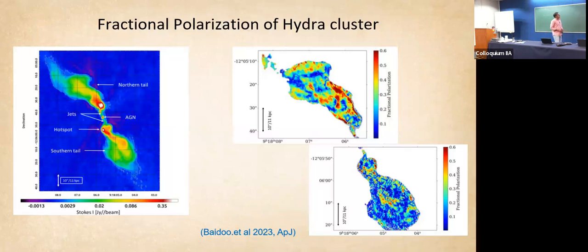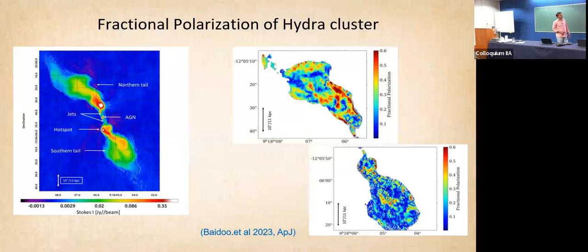This is, for example, the Hydra cluster, which has a central supermassive black hole ejecting a jet, and the extent of the jet goes up to hundreds of kiloparsecs. This is the radio image at a frequency of 2 gigahertz, and on the right-hand side is shown the fractional polarization plot, in the frequency range of 6 to 12 gigahertz. All the intensities are clubbed together, and one can see that the fractional polarization of these clusters varies from somewhere around 0 to 6.